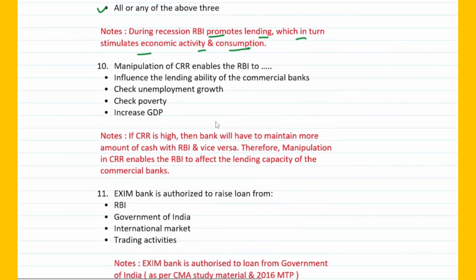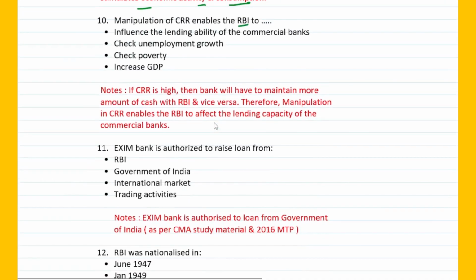Okay, manipulation of CRR enables the RBI to... Manipulation means changing of something, right? Okay, let's look at the note first. If the CRR is high, then bank will have to maintain more amount of cash with RBI and vice versa. Yes or no? If CRR is high, bank will maintain more money with RBI. If no, then they can maintain less money with RBI, right? Therefore, manipulation in CRR enables the RBI to affect the lending capacity of the commercial banks. So basically, influence the lending ability of the commercial banks is the correct answer as far as question 10 is concerned, right?